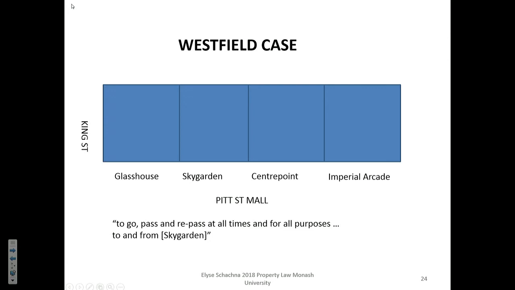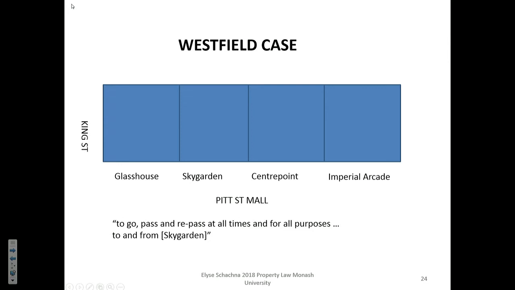Now, Glass House is owned by Perpetual. Sky Garden, Centre Point, and Imperial Arcade are owned by Westfield. Originally, there wasn't a valid, registered easement between Glass House and Sky Garden. In fact, it was actually created before Perpetual and Westfield even owned the properties, so from earlier landowners. They weren't the original parties in agreement with this easement. Again, a demonstration of the power of in rem, that it's enforceable against the whole world and it passes with the land to each landowner.